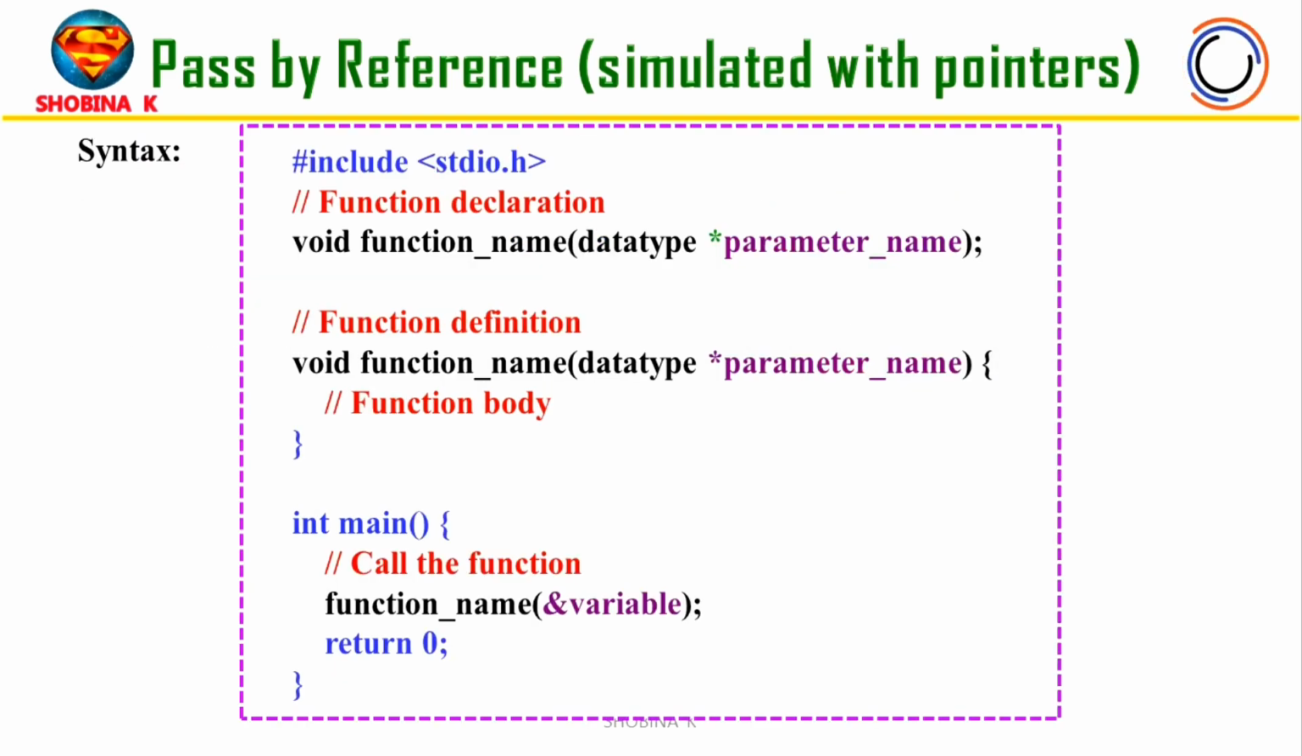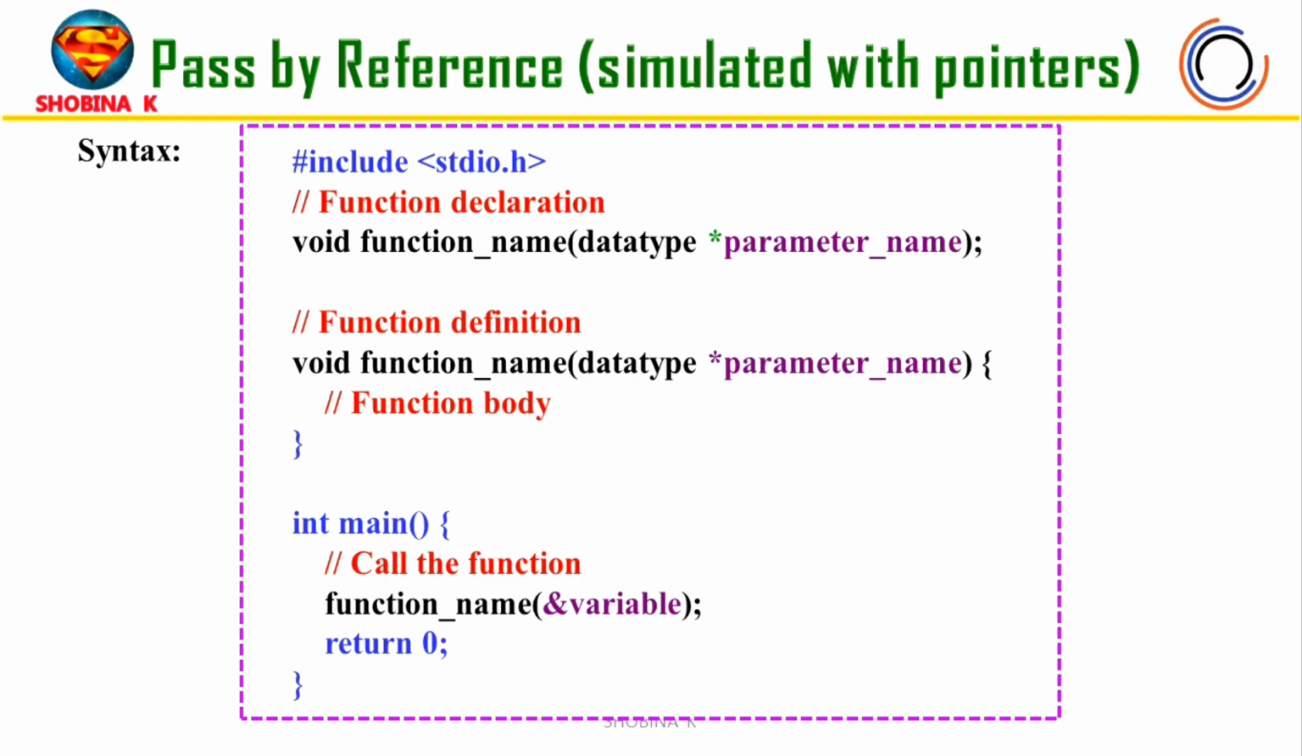First, function declaration. The line void function_name(data_type *parameter_name) declares a function named function_name. This function takes a parameter of type data_type*, which indicates a pointer to a variable of type data_type. This declaration informs the compiler about the function's name, return type, void in this case, and the type of parameter it expects. Next we have the function definition. The block of code between curly brackets is the definition of the function named function_name. It specifies what the function does when called. Here the function body is empty. We have to write the actual code inside the function body to perform some operations.